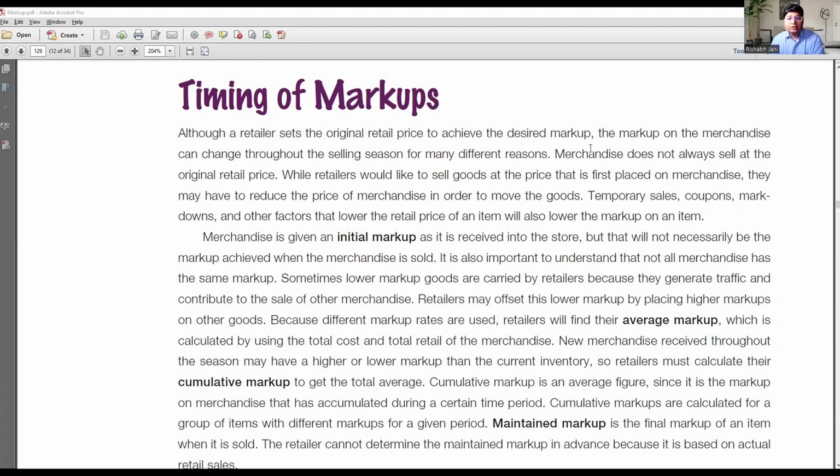Well, why do we need to apply different markups over the course of a merchandise cycle? Why do you think we need to do that? Question to the group. Is it necessary to have different markups applied? And if so, why?